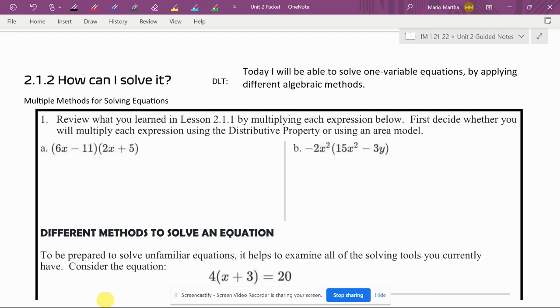Today's topic 2.11. How can I solve it? So, we're going to be looking at multiple methods for solving equations. And today's learning target is: I'll be able to solve one variable equations by applying different algebraic methods.